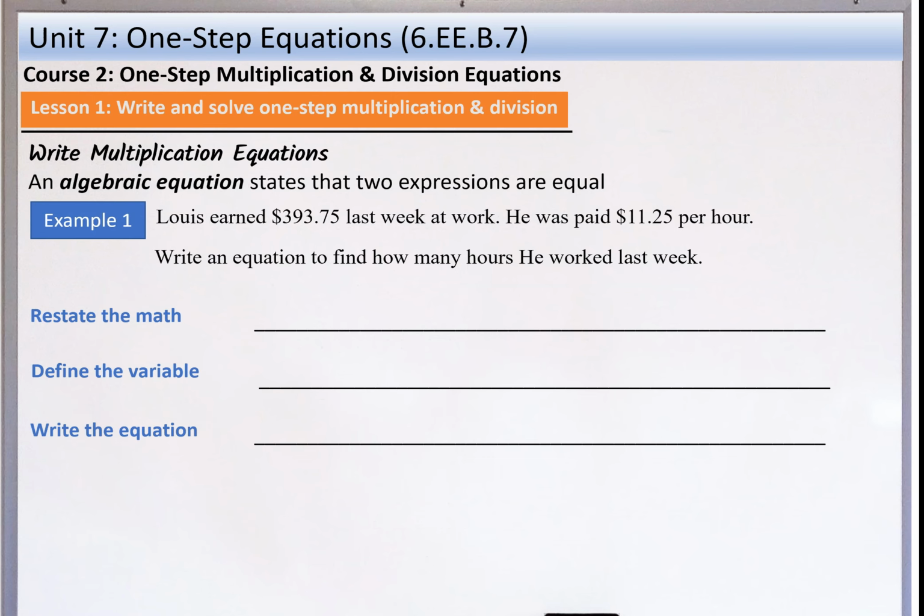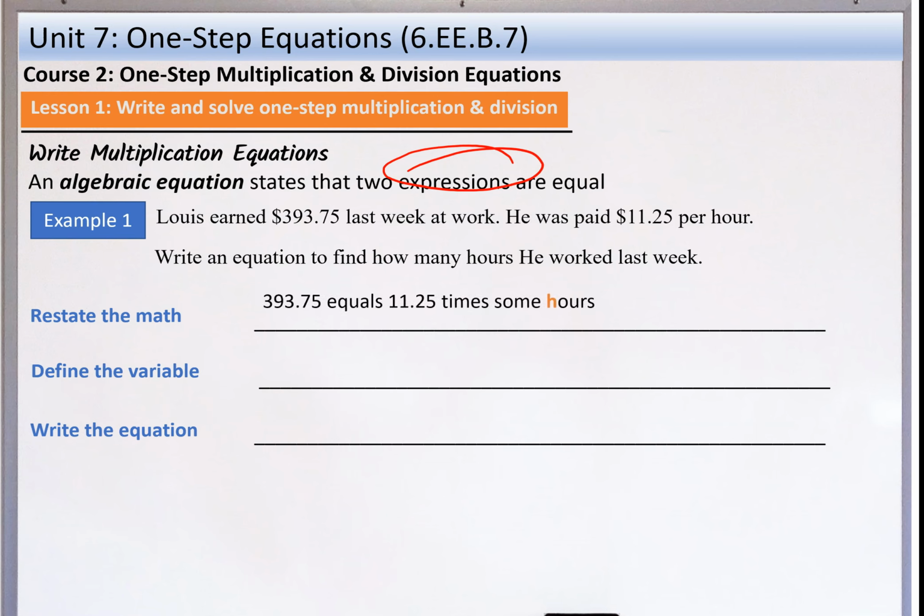So just remember that an algebraic equation simply states that two expressions are equal. So that's why we need to understand expressions. We put those two expressions together and we have an equation. So Lewis earned $393.75 last week at work. He was paid $11.25 per hour. Write an equation to find how many hours he worked last week.